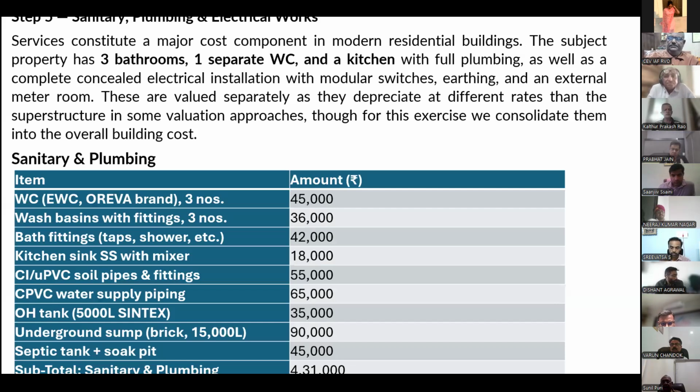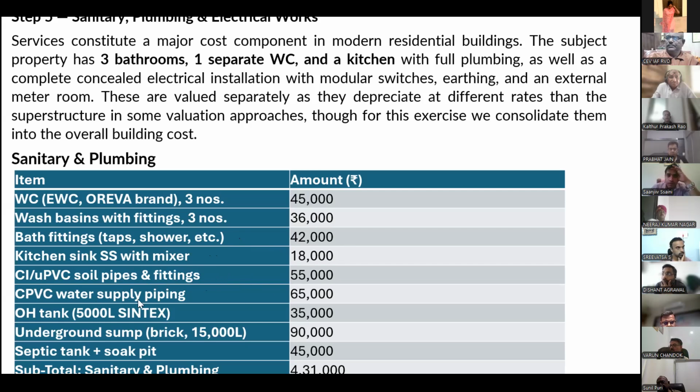Then sanitary, plumbing, and electrical works. Most of these things you can do either in percentage, or if you know the number of items and the types of material used there, you can calculate in those terms also. So there are 3 numbers of WC in the house, of Eva brand, 45,000. Wash basins with fittings, 3 number, 36,000. Bath fittings, tap, showers, etc., 42,000. Kitchen sink with mixer, 18,000.